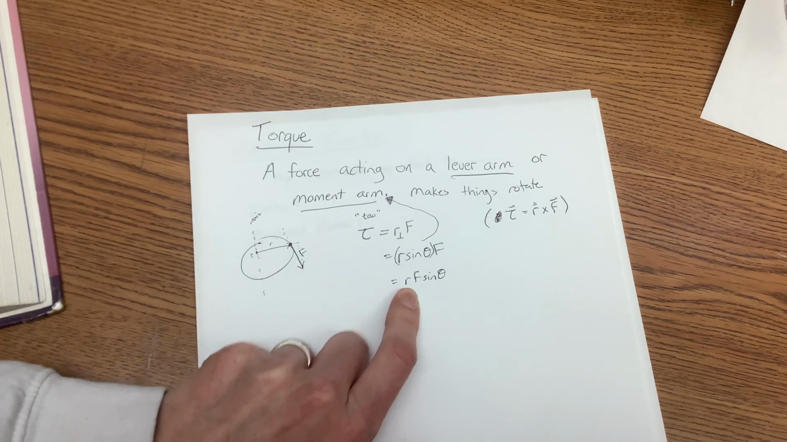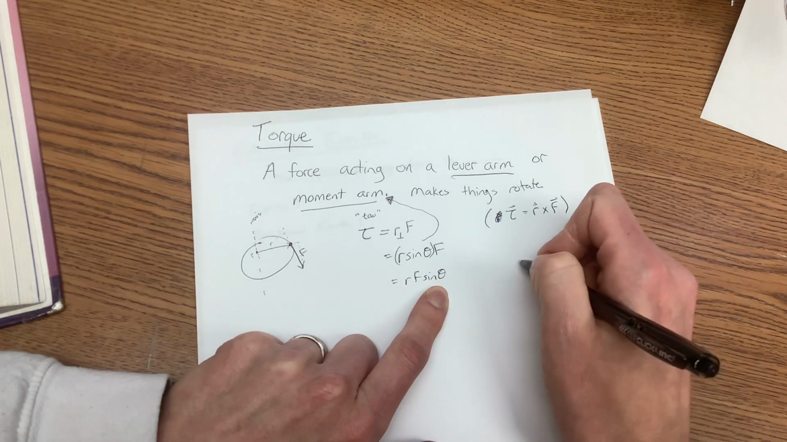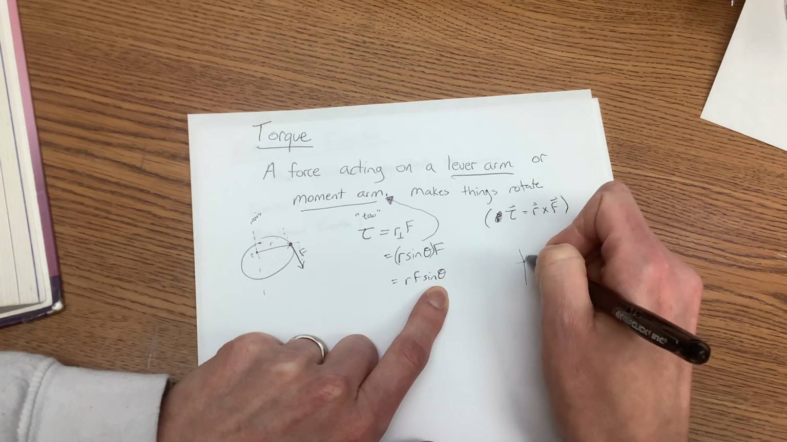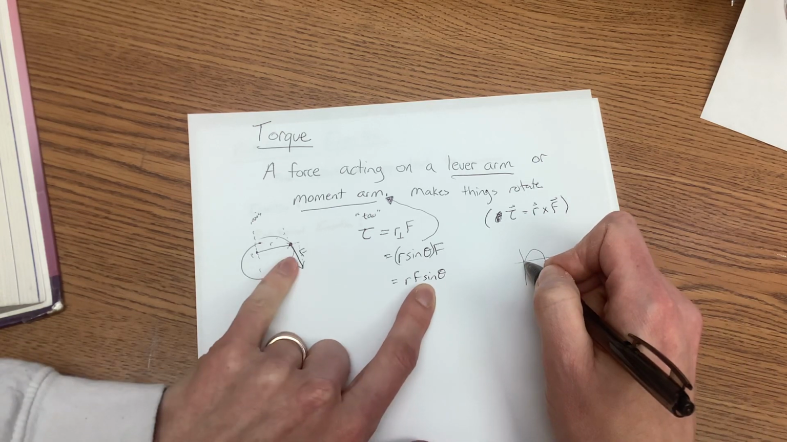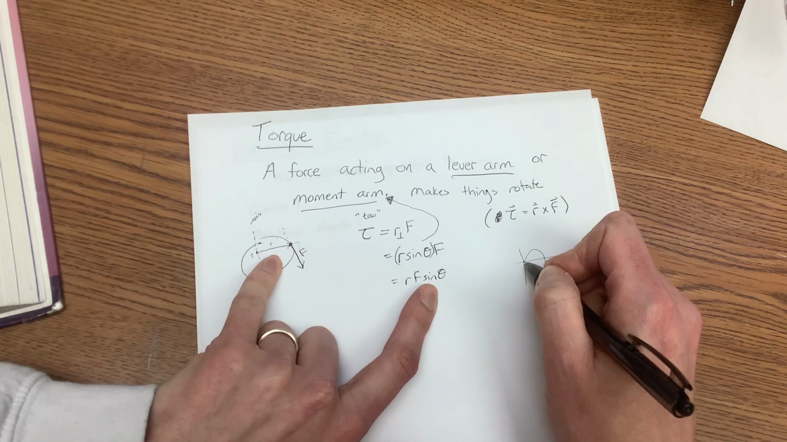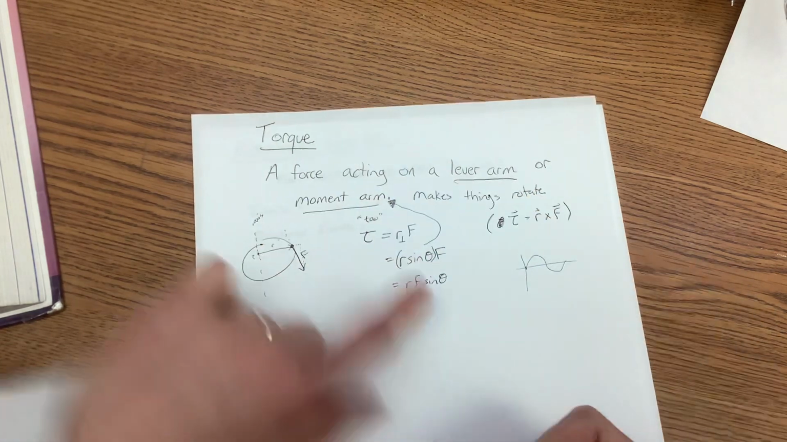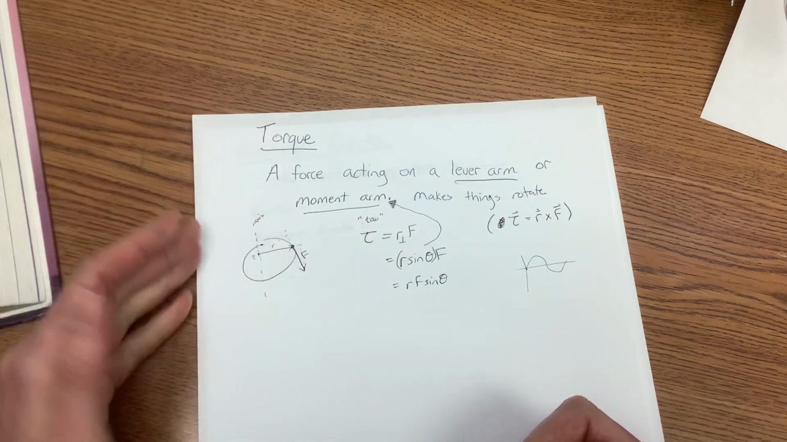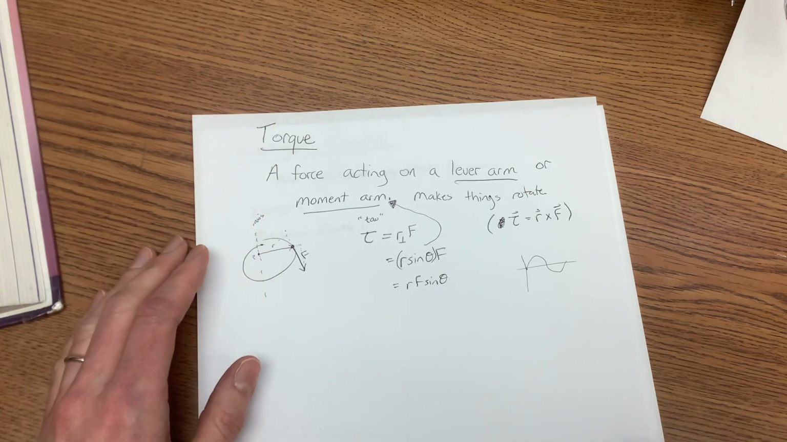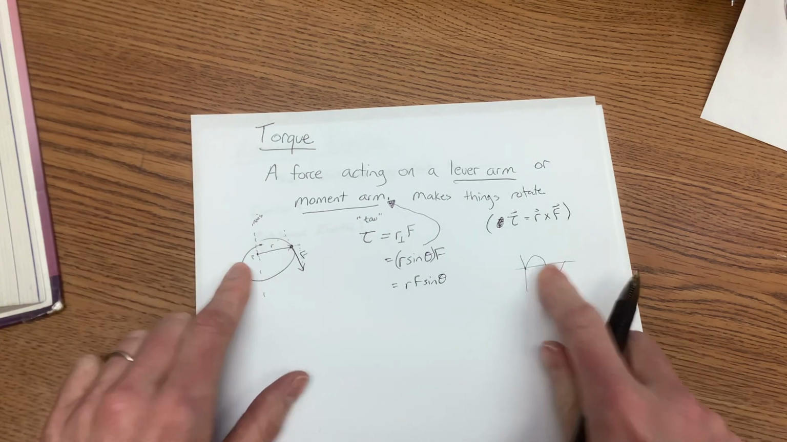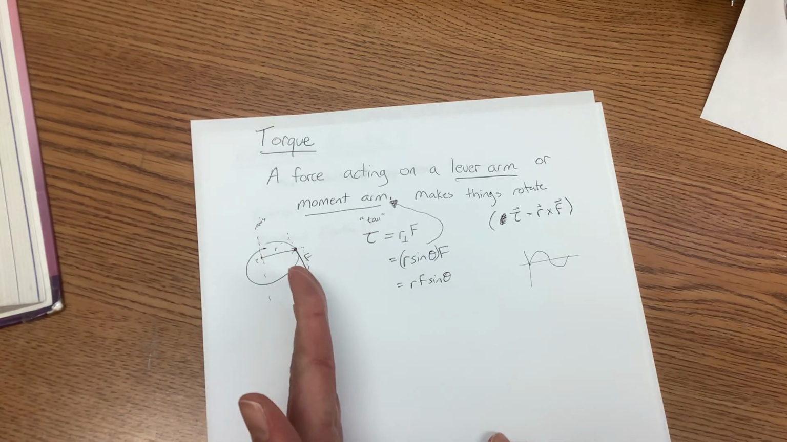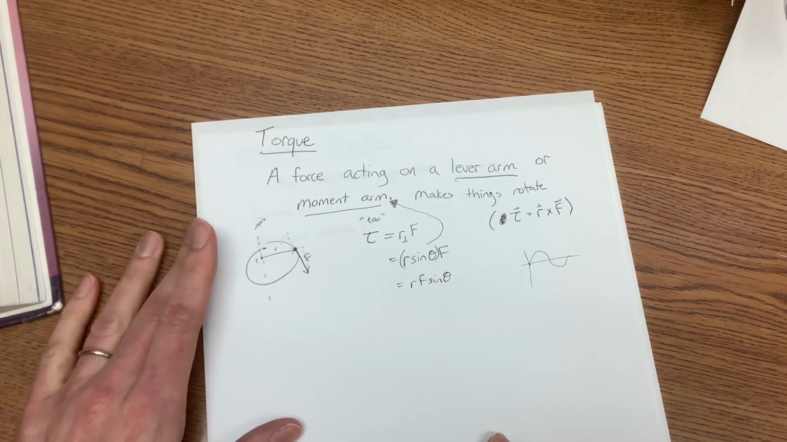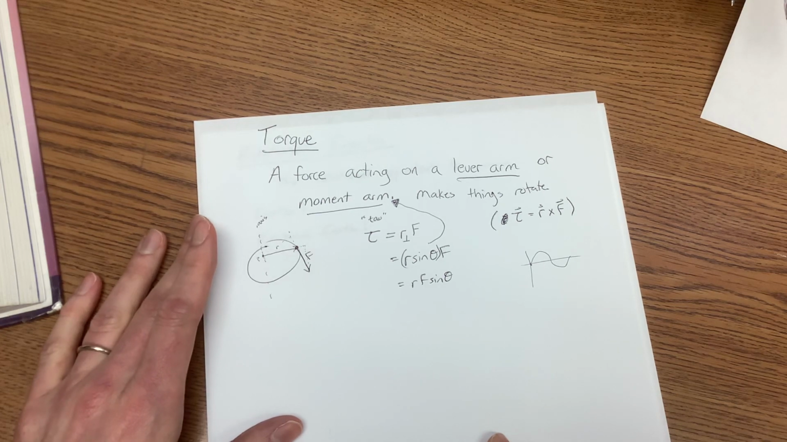So torque is this way. Sine theta is the one that starts at the axis and goes up. If the force is parallel to the radius, there is no torque. If I push this way or if I pull out, I'm not going to make the object rotate. That would be here and here. I'm going to get the biggest torque if I go perpendicular, where the sine of 90 is there.